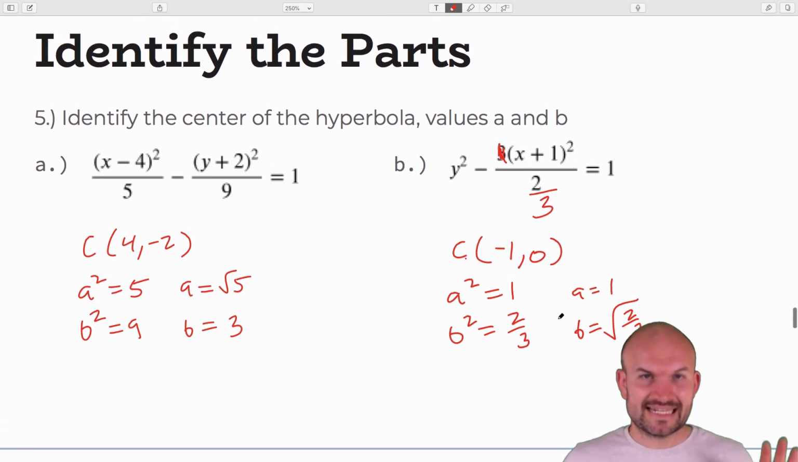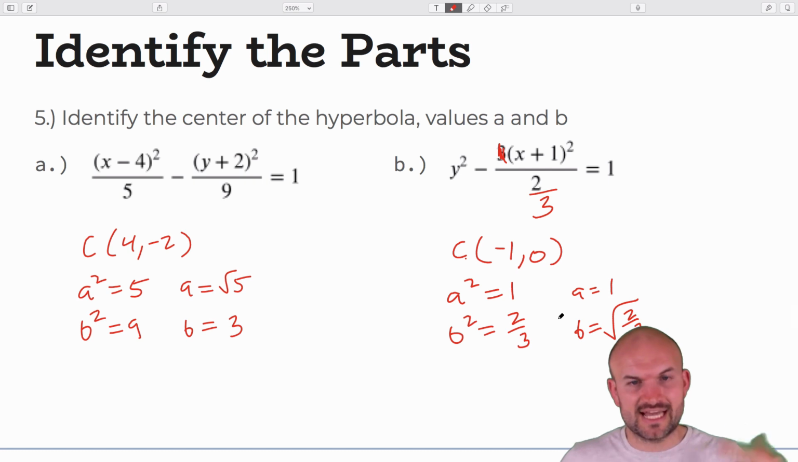All right, so that was just identifying the center, the vertex, as well as the parts such as A and B and P. We'll get into that a lot more in depth later.